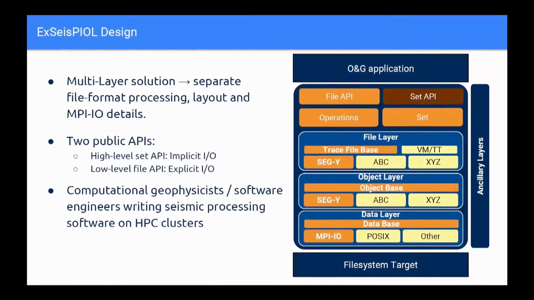There are the two APIs that I mentioned as well. There's a set API, which is implicit I/O. That's where we focus on the operations that the end user wants to perform, like sorting a file, performing a 4D bin, or whatever it happens to be. And then there's the file API, which is explicit. What that means is that you read a particular trace from a particular location in memory, or a particular list of traces, or a block of traces at a particular point, or a block of trace headers, or coordinates.